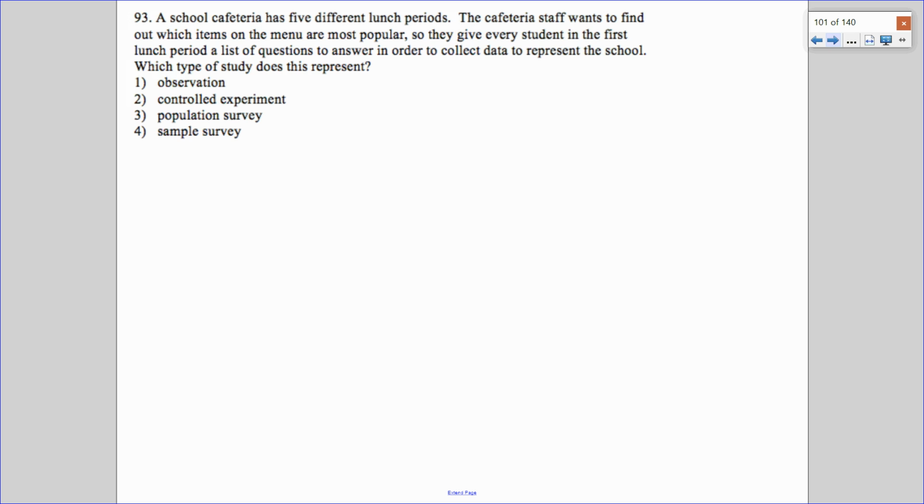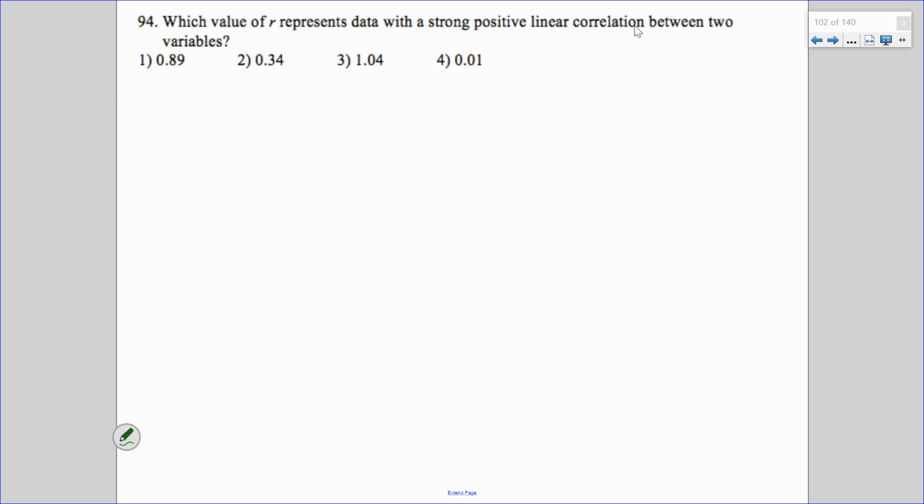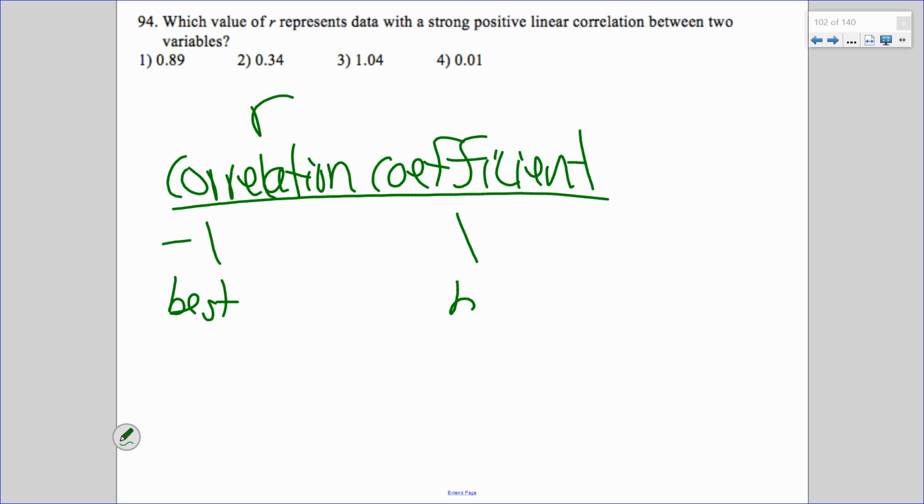Which brings us to R. R is your correlation coefficient. The best correlation coefficient is -1 or 1. The worst is 0. It has to be between -1 and 1. So it can't be 1.2. It's not possible. It has to be between -1 and 1.